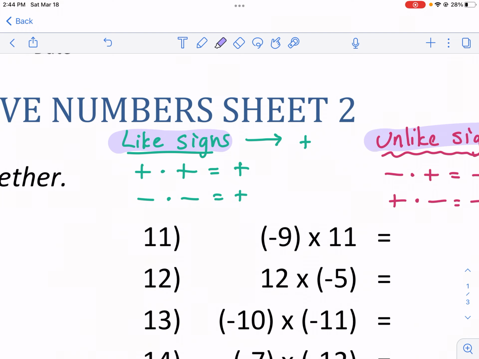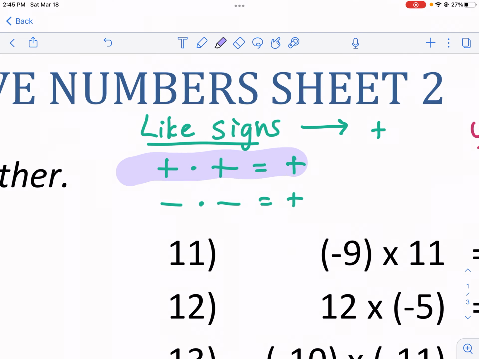In this first example, we have a positive times a positive. They're the same. The second example is also the same. We have a negative times a negative. They're the same, so they're like signs. In either scenario, if you multiply a positive times a positive or a negative times a negative, you get a positive. So that's why it says you get a positive when you multiply like signs.